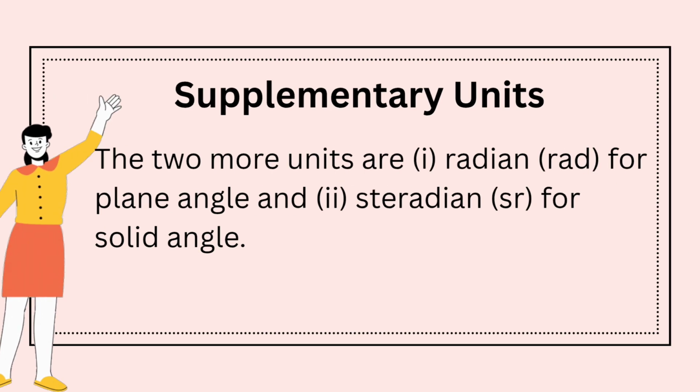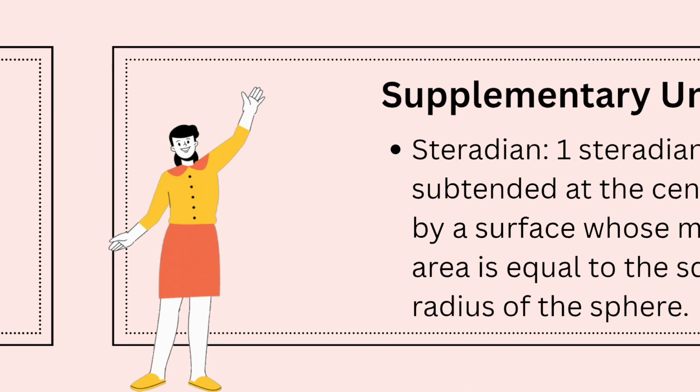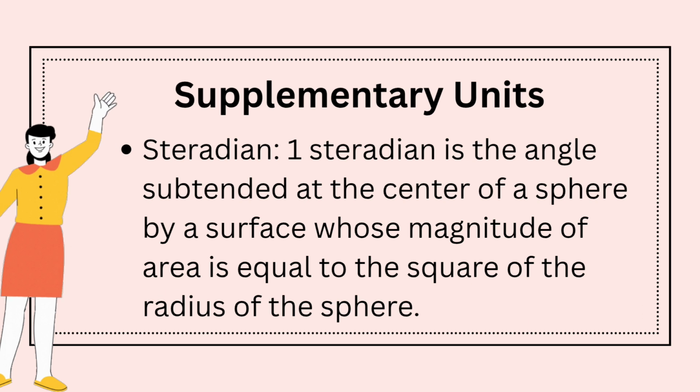In addition to these fundamental units, there are 2 supplementary units: radian for plane angle and steradian for solid angle. 1 radian is the angle made at the center of a circle by an arc whose length is equal to the radius of the circle. 1 steradian is the angle subtended at the center of a sphere by a surface whose magnitude of area is equal to the square of the radius of the sphere.